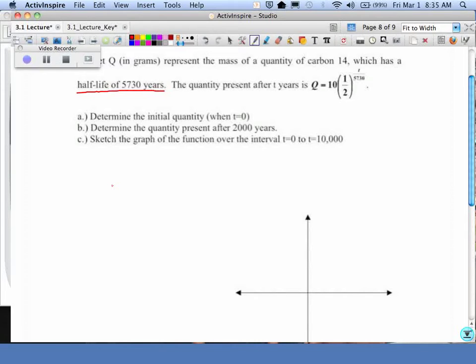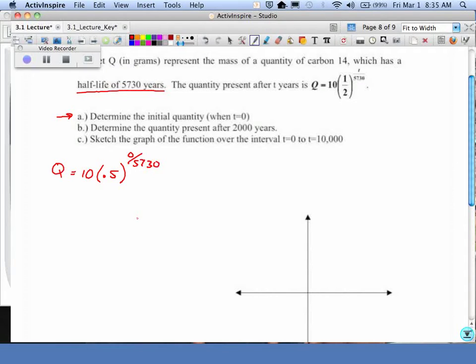Yeah, so that's the little formula they give us. They're saying first, determine the initial quantity when t equals 0. So Q equals 10 times, most of you probably type in 0.5 to the t, so we put 0 up there, divided by 5,730. Now, half-life problems change from time to time, but all we're doing is plugging in 0 for the t.